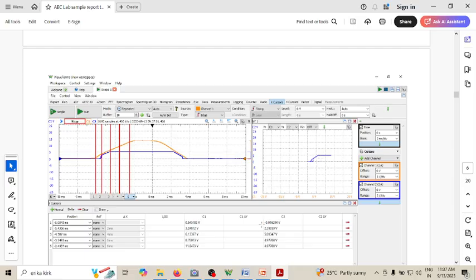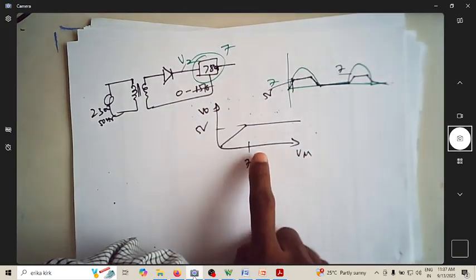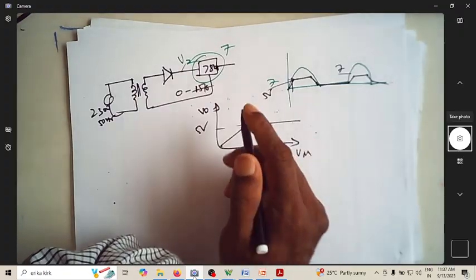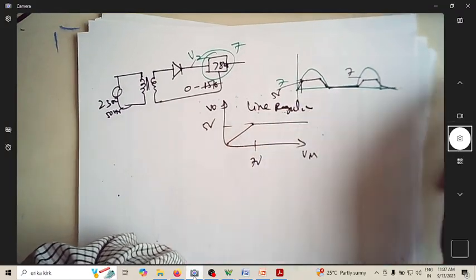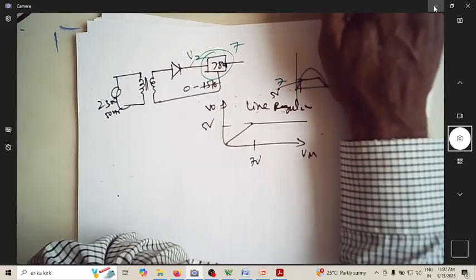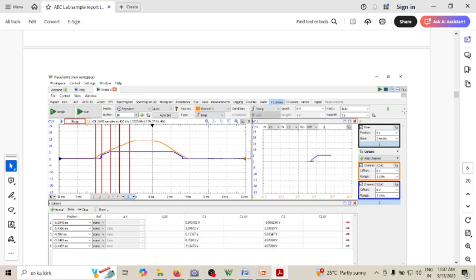So that's what I mentioned here. We're going to get this type of graph, this is actually line regulation. This is line regulation. Then comes the load regulation.